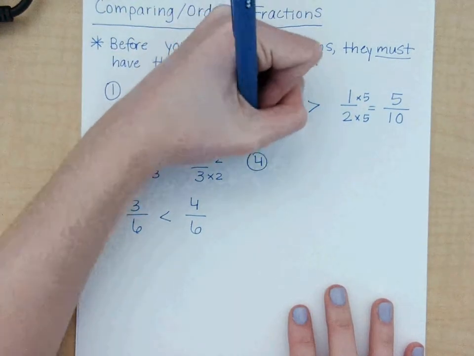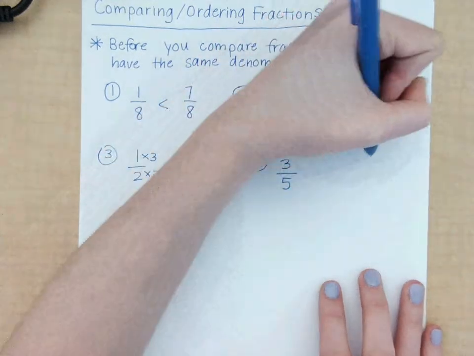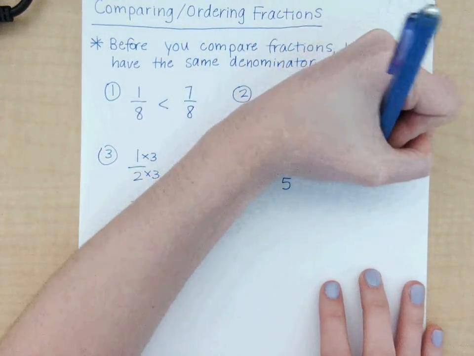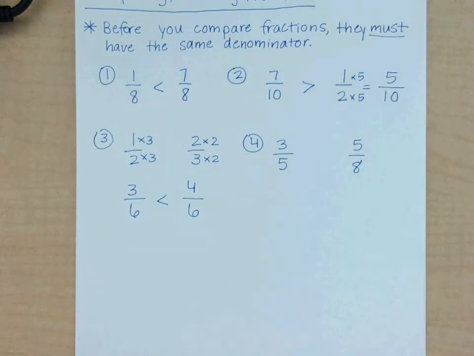I'm going to give you one more to do on your own. I want you to compare 3/5 and 5/8. I'll give you about a minute, maybe less. First, get the same denominator, then you can compare.